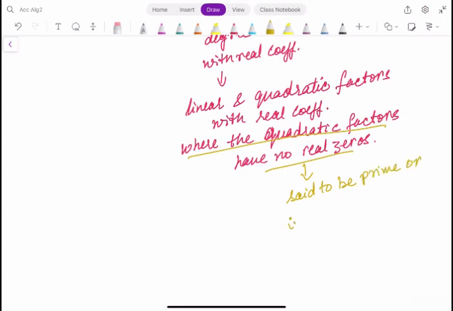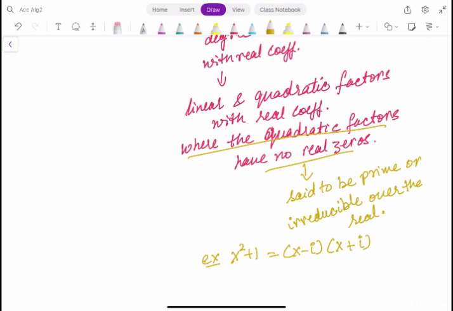So what are prime numbers, right? Keep that in mind. We cannot do any further reduction. For example, we have x squared plus 1. x squared plus 1 can be written as x minus i times x plus i. Right? So this is the whole understanding of quadratic factors having no real zeros.